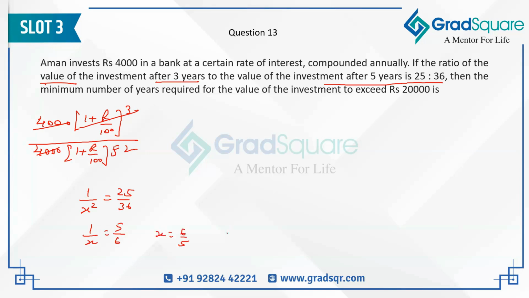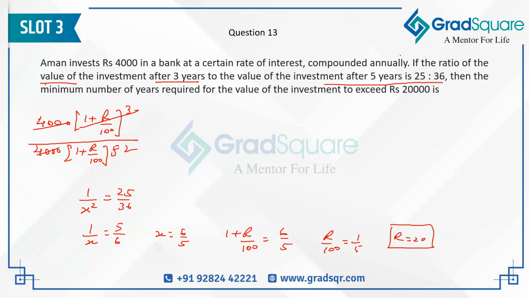What was the value of x? The value of x was 1 plus r by 100. 1 plus r by 100 is turning out to be 6 by 5. Your value of r by 100 is turning out to be equal to 1 by 5, and r will turn out to be equal to 20. So you have 20 percent as the value of r is what you are talking about.